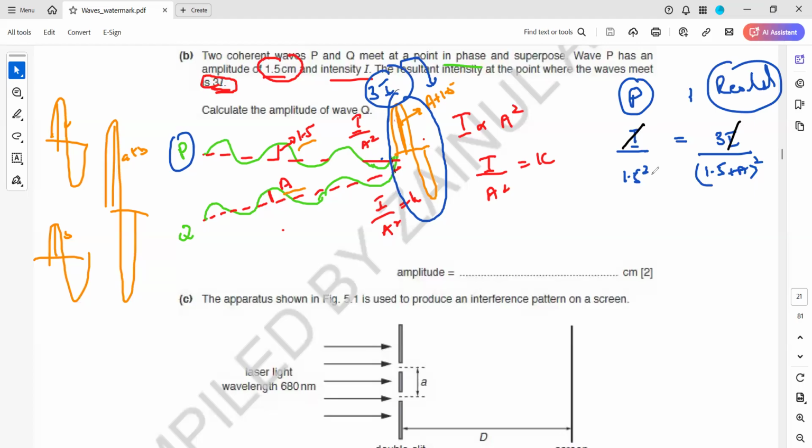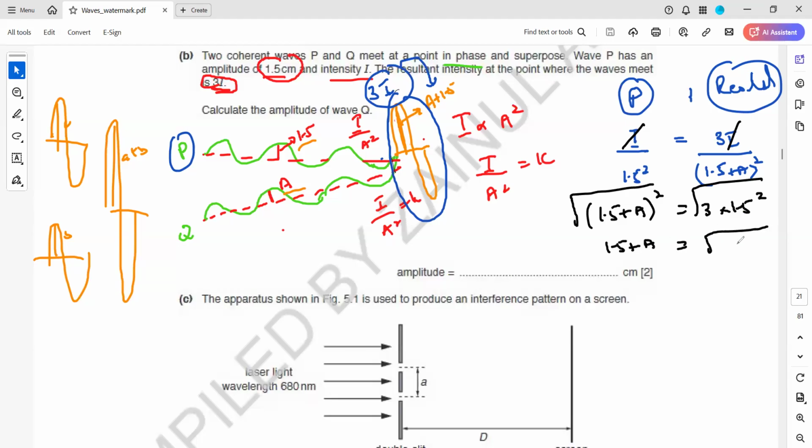So I will cancel I with I. 1.5 squared will be multiplied. So this will be (1.5 plus A) whole squared equals 3 times 1.5 squared. And just take the square root. So if I take the root here, 1.5 plus A equals root 3 times 1.5 squared. And A will be equal to root 3 times 1.5 squared minus 1.5.